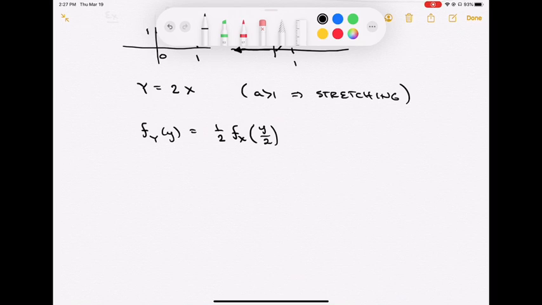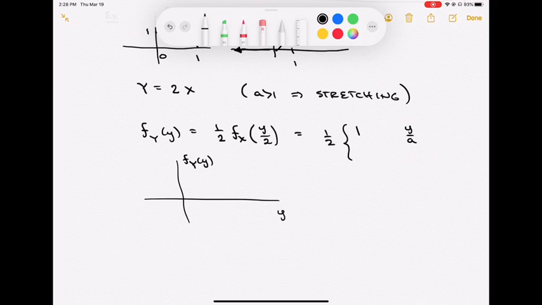So if I take a look at this and I want to sketch it out just a little bit, I can certainly do so. I'm going to give myself the axis in here. This is a function of y, and I'm trying to plot f_Y(y). F_X is what? If I just continue this, I'm going to get a half times whatever f_X is. f_X is going to be what? Well, we knew it was 1. When the argument, in this case y/a, which I can put in as 2, so y/2, is between 0 and 1, it was uniform on that interval, and it was 0 otherwise.